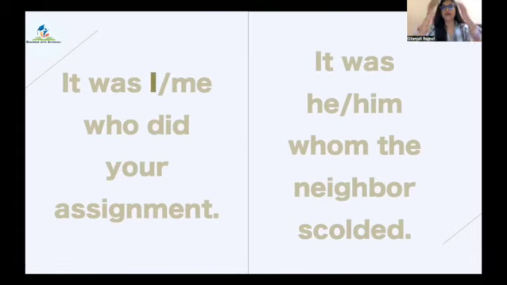Coming over to the second sentence, it was he/him whom the neighbor scolded. Again, before deciding between he and him, we should observe that whom here is the relative pronoun, dividing the sentence into two clauses. First clause, it was he/him. Second clause, the neighbor scolded. Whom, as we all know, acts like an object of the coming clause. Therefore, its antecedent should be an objective form of a pronoun. Hence, him is the correct option.